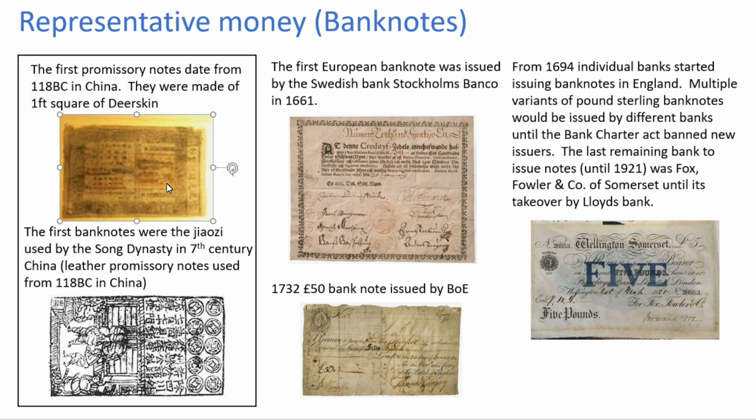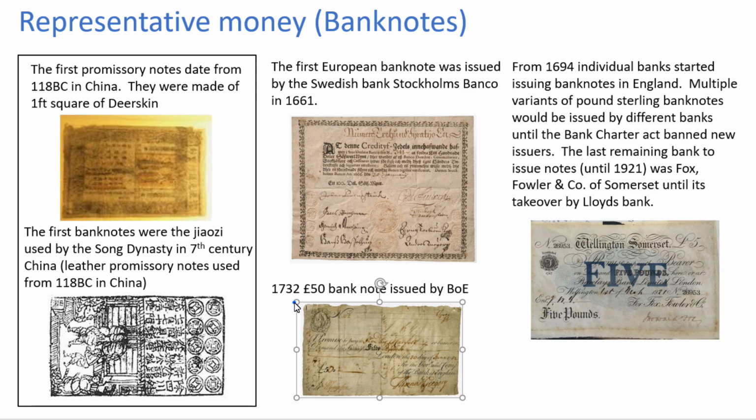So the first promissory notes, so that's notes which promise to pay the bearer on demand, date from around 118 BC in China, and they were made from a 1 foot square of deer skin. And then in China also they started producing paper banknotes called the jiaozi. I hope I pronounced that right. And they were used by the Song dynasty in the 7th century. And in Europe, the first European banknote was issued by the Stockholms Banco in 1661.